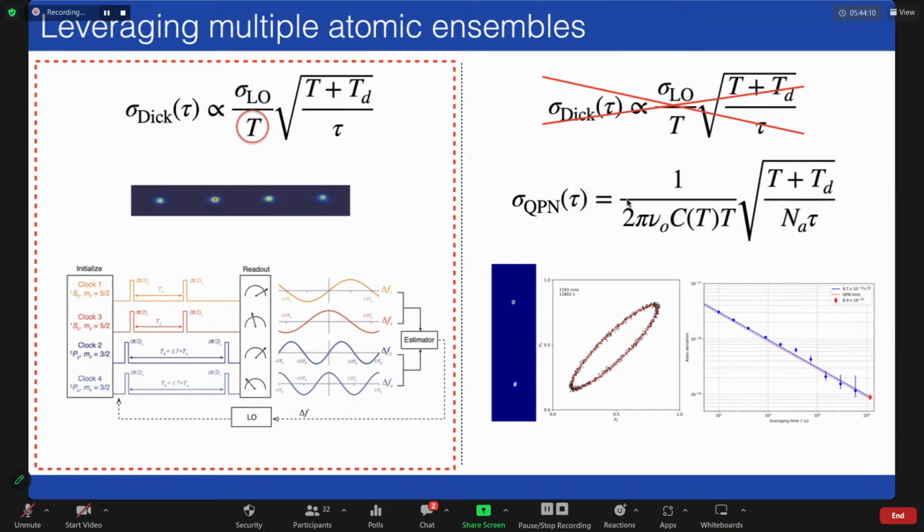And then in the second half of the talk, of the remaining time, I'll tell you about a different kind of approach where we use differential comparisons between the clocks to completely cancel out laser noise and to learn about the difference between 2 or more of these clocks without worrying about the local oscillator anymore, and actually getting back to this beautiful QPN limit that we'd like to be sitting at.